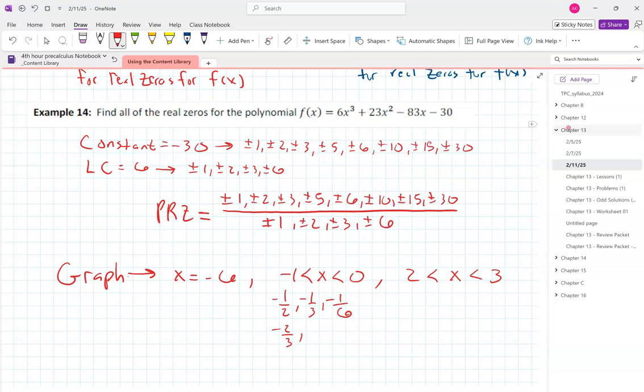I could have -5/6. And then in between 2 and 3, well, let's see, I could have 5/2 and 10/6 is too big, 15/6.